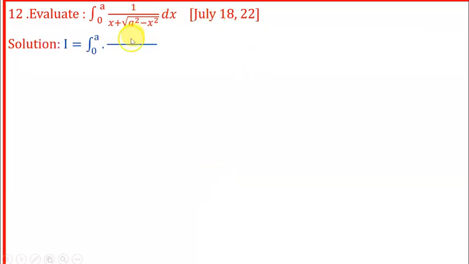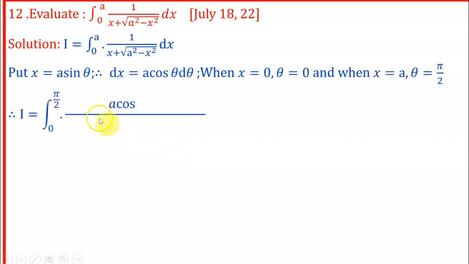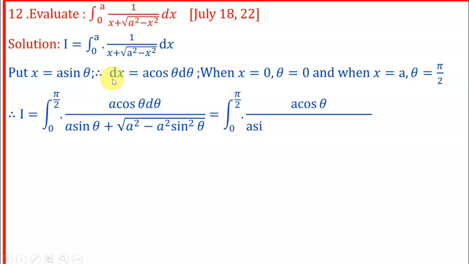Now next. Evaluate the integral 0 to a of 1 upon x root of (a square minus x square) dx. This question was asked in the July 18 and 22 examinations. Now we will evaluate it. Here we take the substitution x is equal to a sin theta. What about dx? dx is equal to a cos theta d theta, since the derivative of sin theta is cos theta.